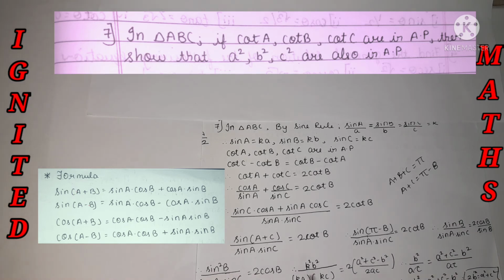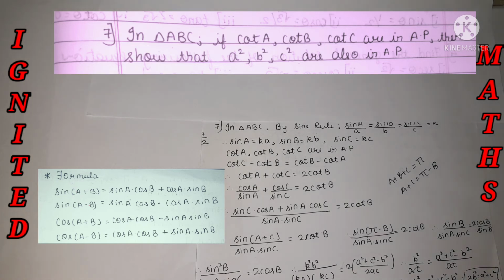Sin B is nothing but k into b. Sin square B is nothing but k square b square. Sin A is ka, sin C is kc. In which the cos B value, the cosine rule also we have done with it. Now this k square, k cancel. We get b square by ac and a square plus c square minus b square divided by ac. So this ac cancels and we got the answer.